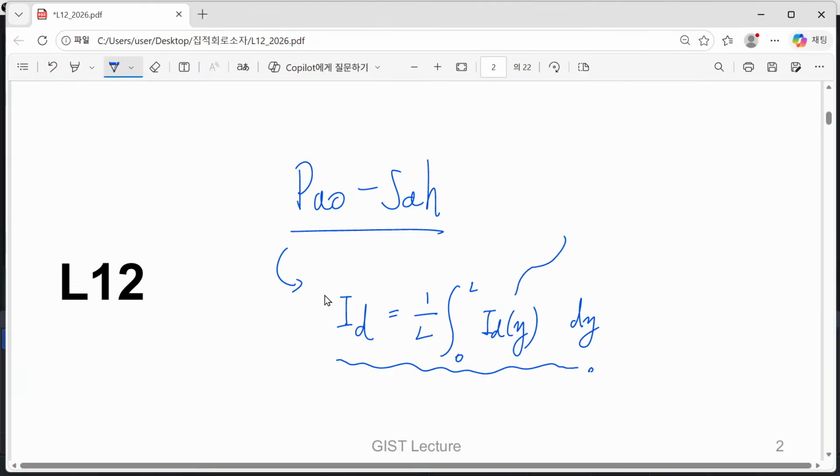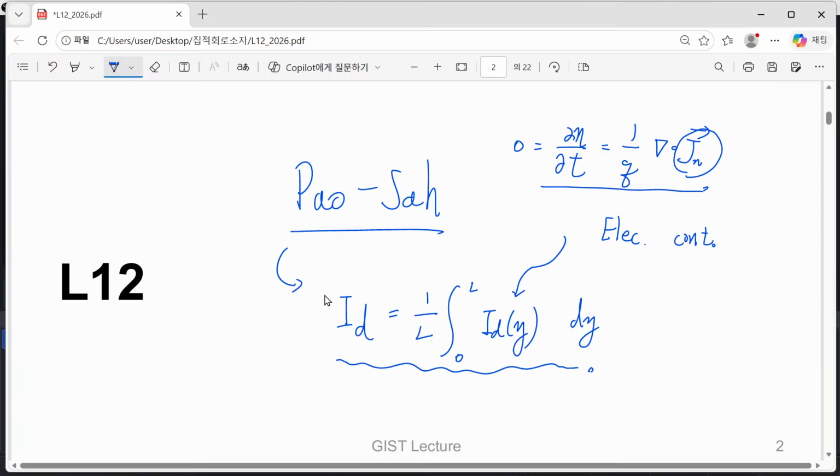Of course, this one can be a function of position in general, but due to the electron continuity, if you remember correctly, it is written in the form of this simple equation. In order to satisfy this electron continuity equation at steady state, of course we must have a vanishing time derivative. Simply speaking, this Jn should be a constant along any y directional position.